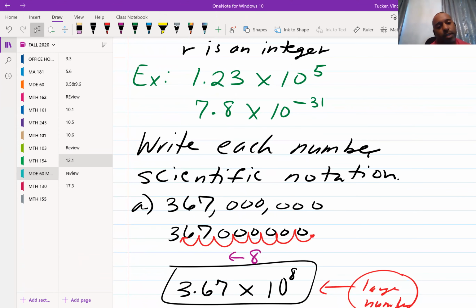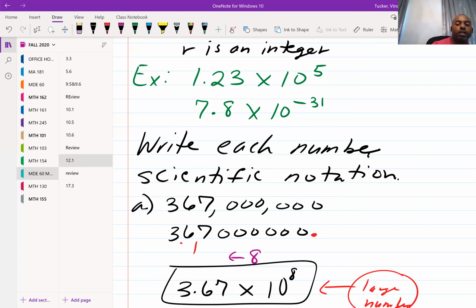So write each number in scientific notation. We have this number right here, 367 million. First thing we're going to do is find our decimal. If you don't see it, it's always to the right of the rightmost digit. Then you take your decimal however many spaces it takes to create a number that's in between 1 and 10. If we put a decimal right here, that'd be 36.7.